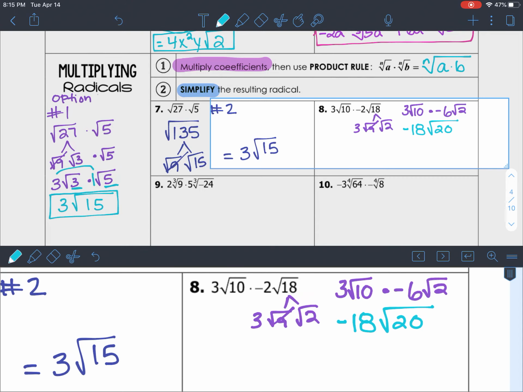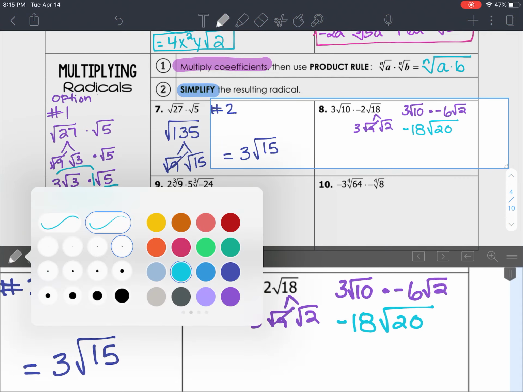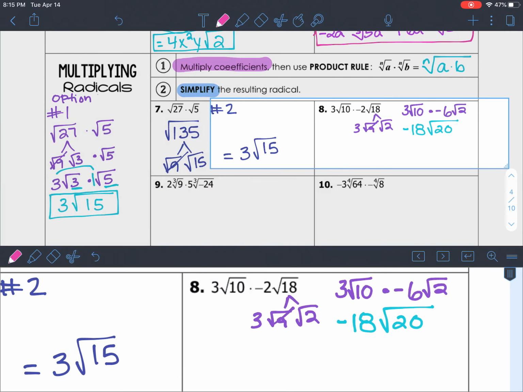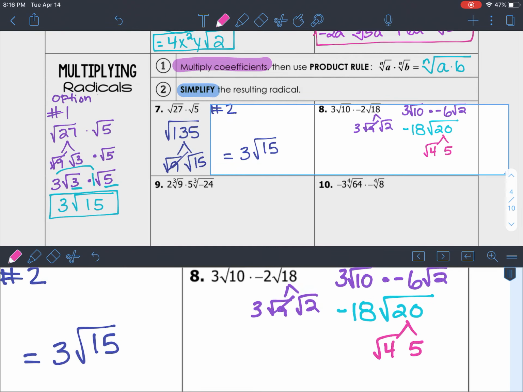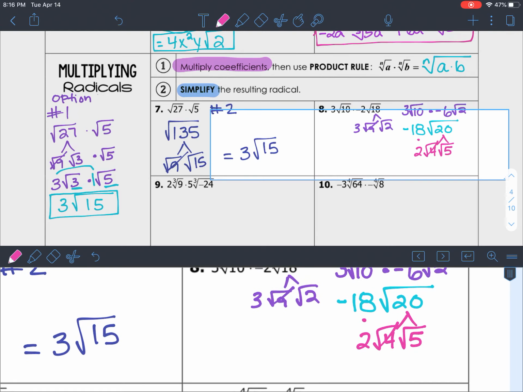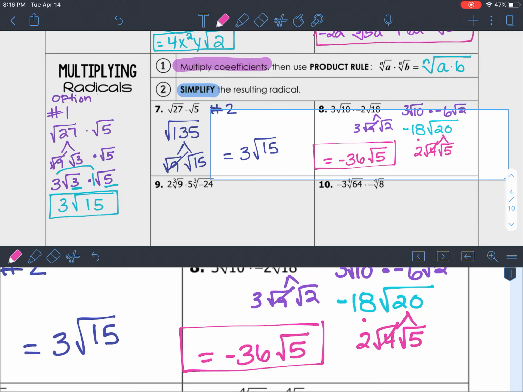Okay, so then I have to think to myself, is there any more simplification that I can do? Can I simplify this any further than I already have? Which I can, because 20 has a perfect square within it. So 20 can be broken down into 4 and 5. So the square root of 4 and the square root of 5. So the square root of 4 comes to 2. So the square root of 20 can be 2 the square root of 5. And then I just need to multiply my negative 18 and my 2 to get my final answer of negative 36 the square root of 5.